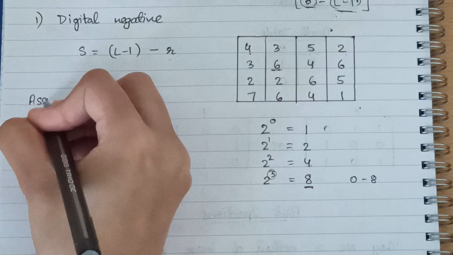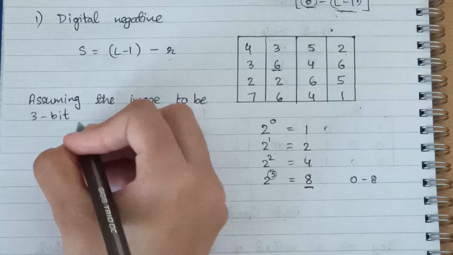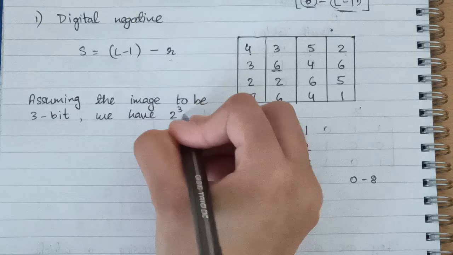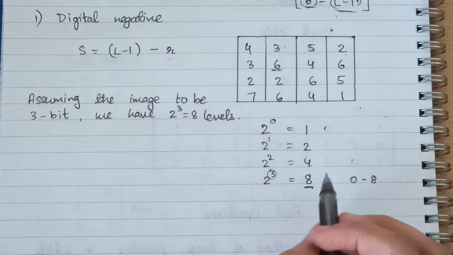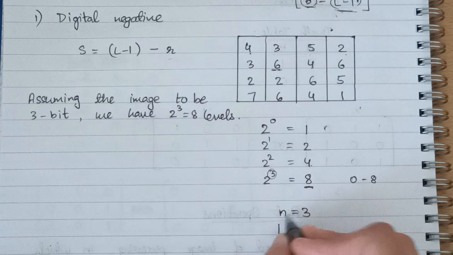So assuming the image to be 3 bit, we have 2 raised to 3 equal to 8 levels. So what we did here, since 6 was less than 8, that's why we took the number of bits n equal to 3 and L value we took. How do we get the L value? We get it 2 raised to n, which is 2 raised to 3 or 8.